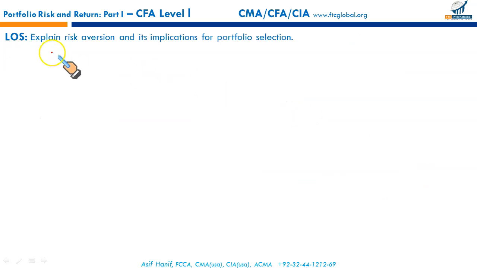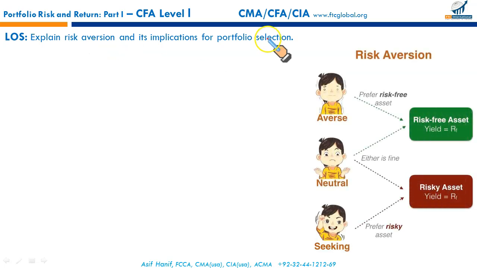Your next LOS, explain risk aversion and its implication for portfolio selection. There are 3 types of investors. Those who are risk averse, they would prefer risk-free asset. They run away from risk. Those who are risk neutral, they don't care about the risk. They just need a certain return. And risk seeker, they prefer risky assets, right?